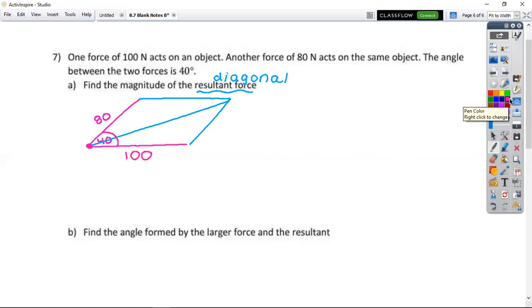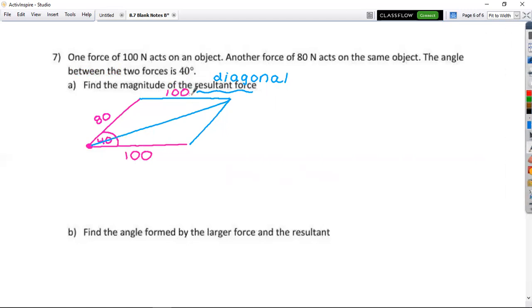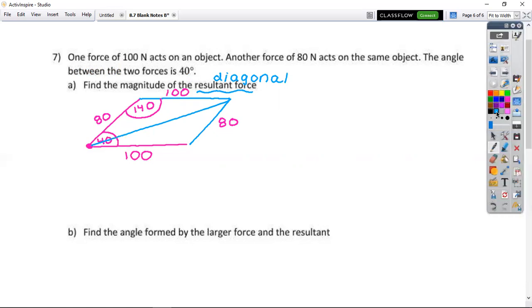So in a parallelogram, opposite sides are congruent, and consecutive interior angles are supplementary. So this means that this is 140. And again, that is the angle that you need to use because you cannot assume that the 40 is bisected. So the magnitude of the resultant force is where I denote this with a letter, we'll go X.